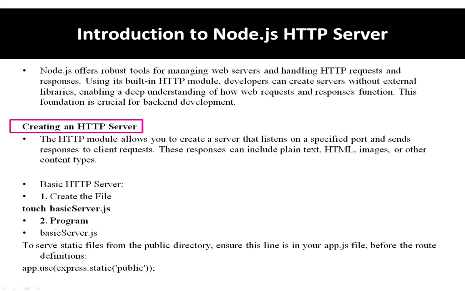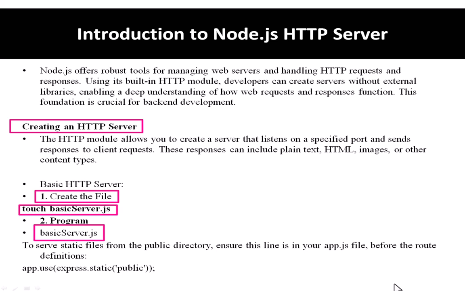First step is what you are going to create. If you are using a Linux server, you can use cat, touch, or vi or ex editors in order to create a basic server program. The name of the program is server.js. So now you are going to create a file named basic server.js. To serve the static files from the public directory, ensure this line is in your app.js.